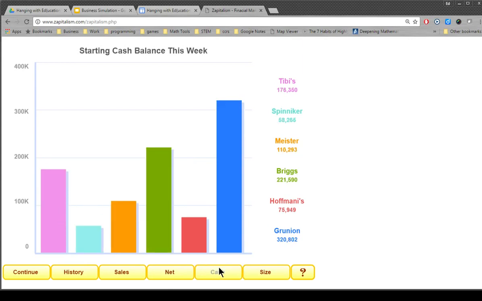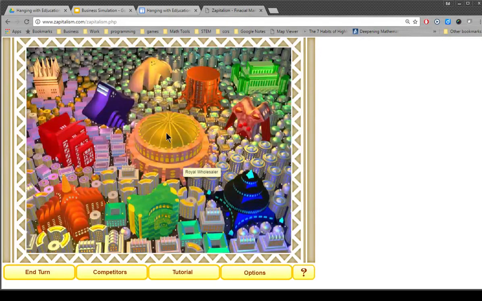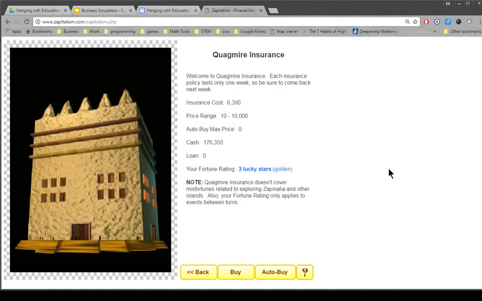Starting cash balance this week. This is nice to see who's got the money this week, who can invest. Grunion's got tons of money to dump into stuff, so we want to get stuff before he gets a chance. So we'll go back in. Let's go to the insurance company and see what they say.